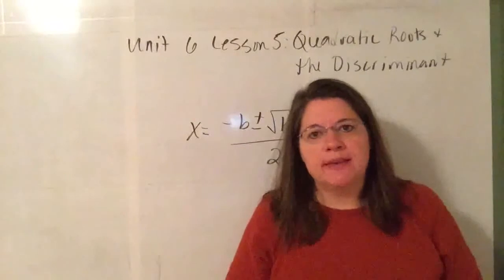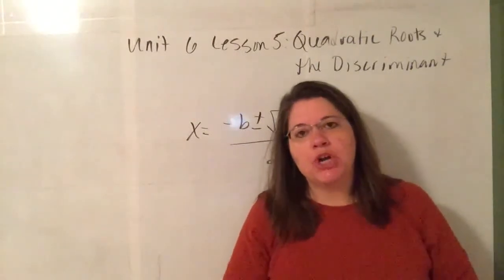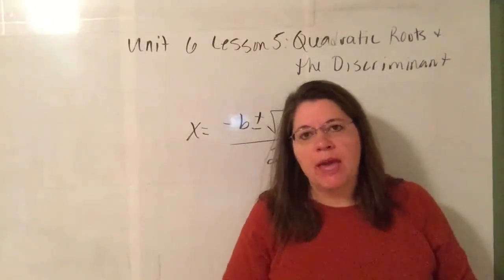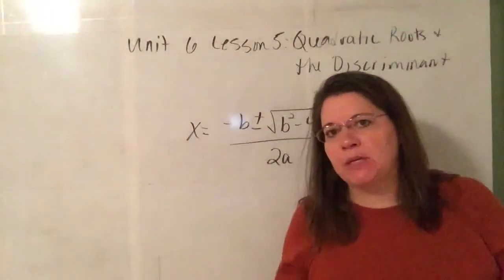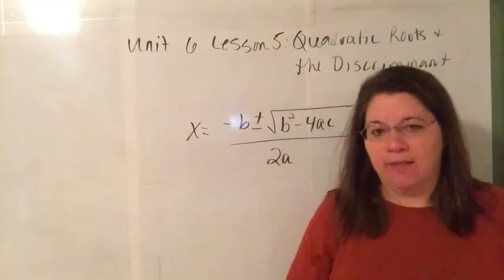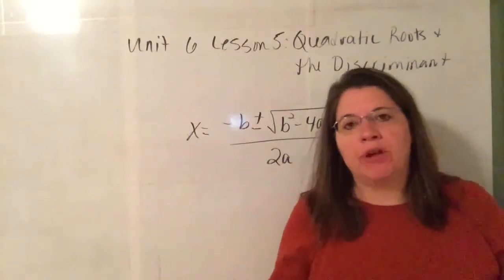Algebra 2, Unit 6, Lesson 5, and in this lesson we're going to talk about the quadratic roots and the discriminant. And this is kind of a tie-on to what we did with the quadratic formula in the last lesson. We know that we can use the quadratic formula.